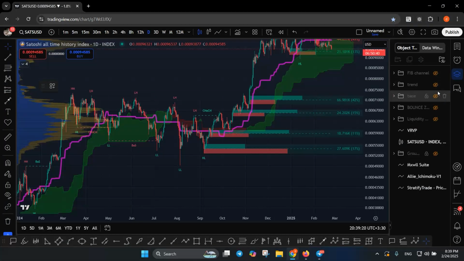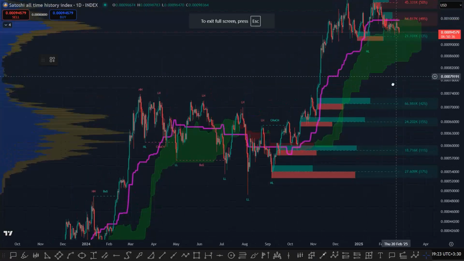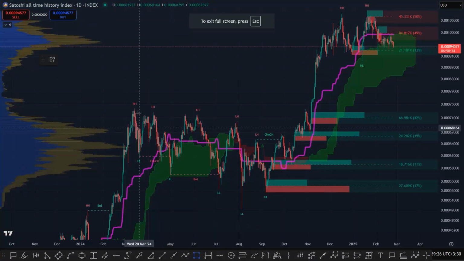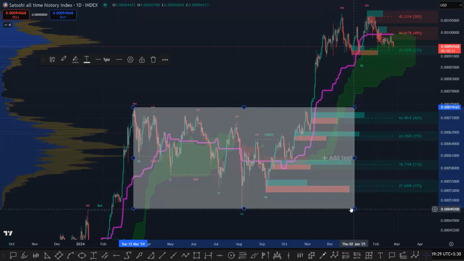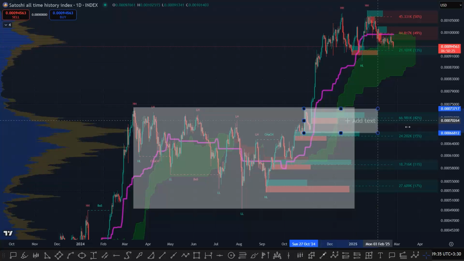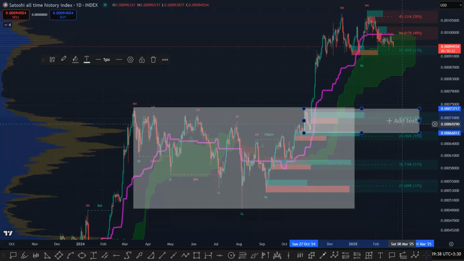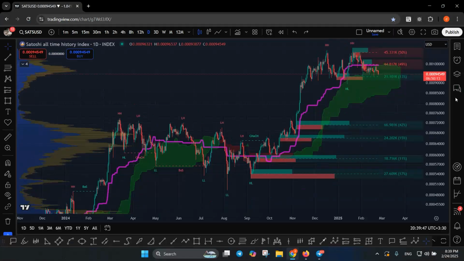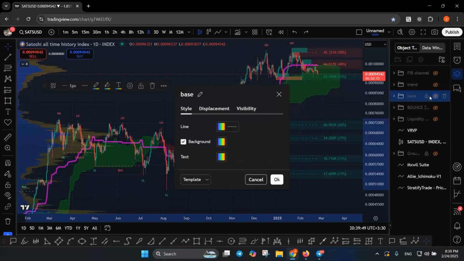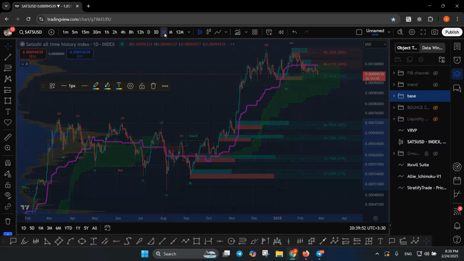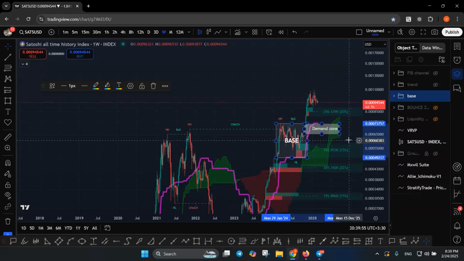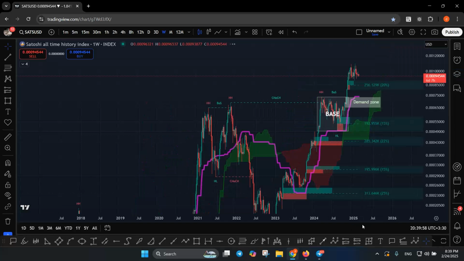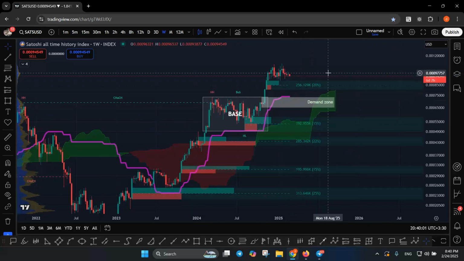Okay, so let me draw it for you one more time. So this is our base. Okay, and before breaking this base to the upside, we formed an order block here. Okay, so this order block is important for us, which is around 73 to $66,000. Okay, so this important level is acting as a support area here, and if we check this level, there's a high possibility for a bounce to the upside.